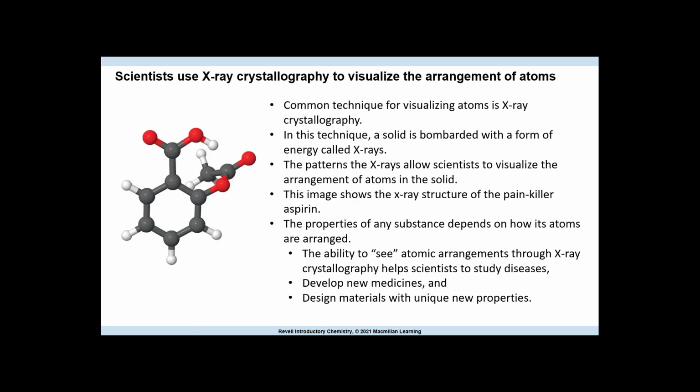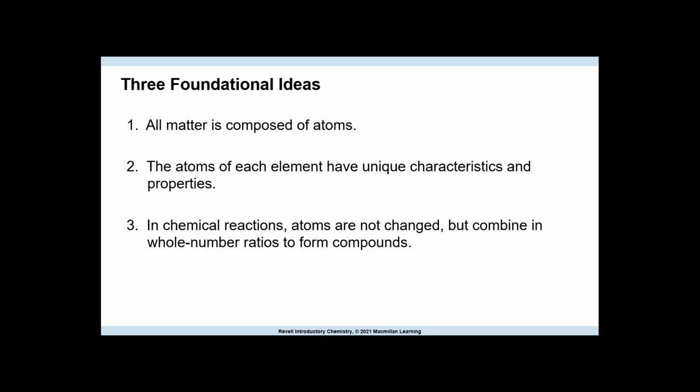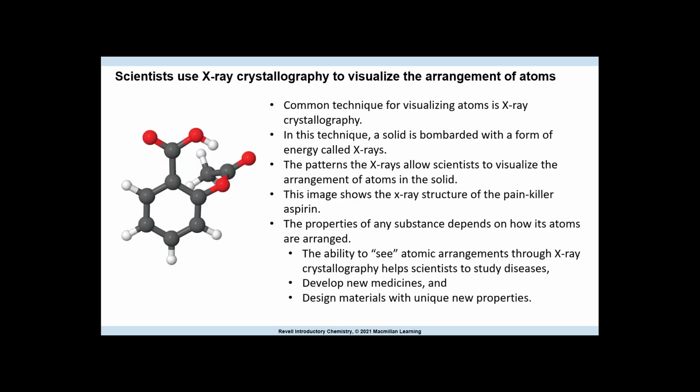All right, and scientists use X-ray crystallography. If you go into chemistry, you will deal with crystallography. A common technique for visualizing atoms is X-ray crystallography. Now, as you can see, these colored balls are color coded specifically for those elements. So it's like a fingerprint. That color has been assigned to those elements. So when we look at this, it's the same thing. We deal with certain colors, and they have been assigned.